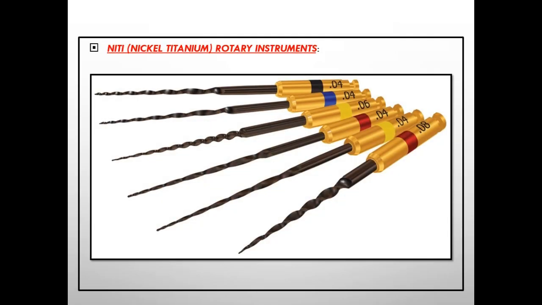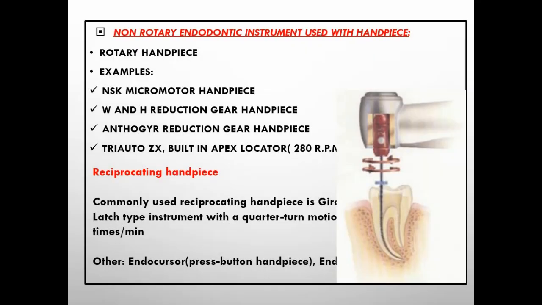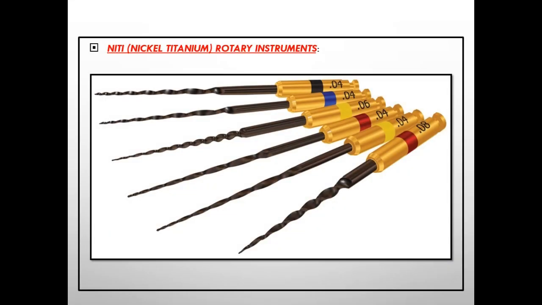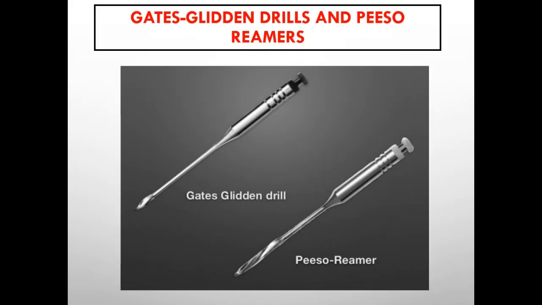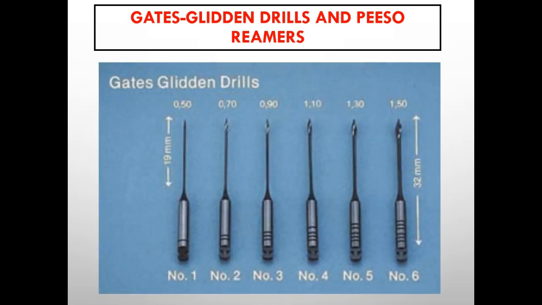Similarly, we have rotary instruments, nickel titanium. All these are non-rotary endodontic instruments. Non-rotary means they cannot be used in 360 degree motion, but the rotary ones can be used in 360 degree motion. Similarly, Gates Glidden drills and Peeso reamers are also latched instruments which can be used with an engine driver micromotor. Gates Glidden drills come in sizes number 1 to number 6, which have tip diameters of 0.5 to 1.5 mm.